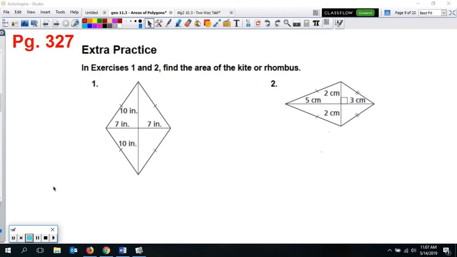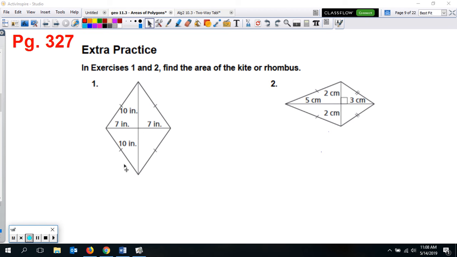All right, so let's go ahead and try that on page 327, your extra practice 1 and 2. Find the area of the kite or rhombus. So, both of these, let's see, we got number 1, looks like it's a rhombus because all 4 sides are congruent. It shows you this here, so they're all congruent. These are both parallel this way, they're parallel that way, and so they're all congruent. We have a rhombus. And so this one, we have 1 diagonal, 7 inches here, 7 inches there. That's 14 this way, and another diagonal's got 20 with 10 plus 10.